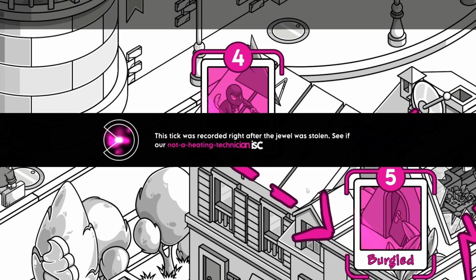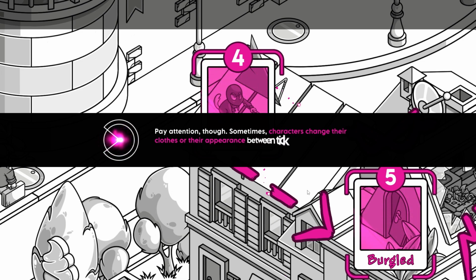This tick was recorded right after the jewel was stolen. See if our not a heating technician is close by. Pay attention though, sometimes characters change their clothes or their appearance between ticks, especially if they're about to do something suspicious.